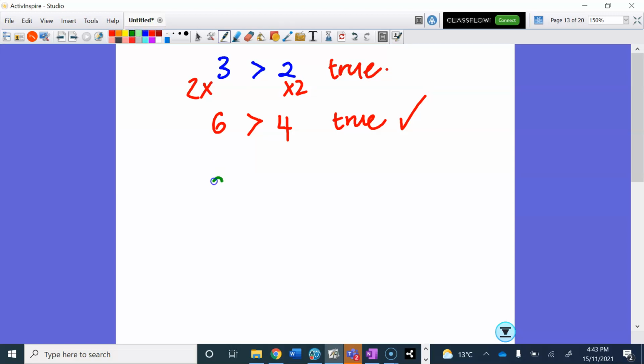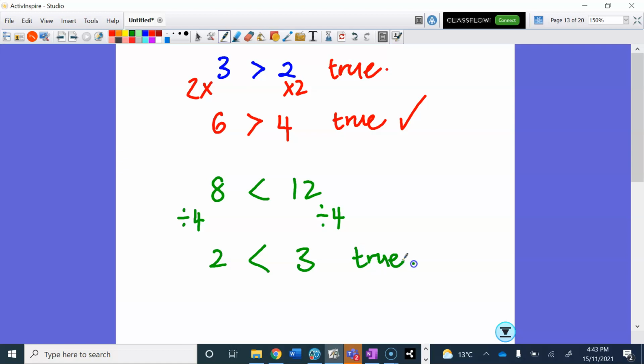So if I had something like, let's say, 8 is less than 12, I'm trying to pick numbers that are going to be easy to work with. And then I say, all right, I'm going to do the same something to both sides, and I might want to divide both sides by 4, say. So if I do that and I say 8 divided by 4 is 2, 12 divided by 4 is 3. The statement's still true. So it's not a problem to do something to both sides of an inequation until we get negatives.